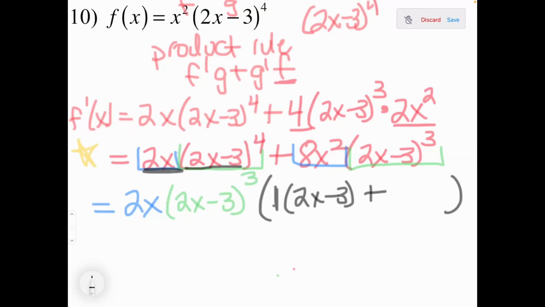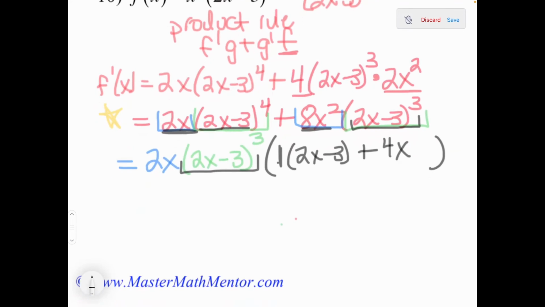Plus, we take the 8x squared. The 8x squared, we divide it by 2x, factor out the 2x. We're left with a 4x. And we had 3 factors of 2x minus 3, and we factored 3 of them out. So we don't really have any left. So that's all we're looking at.